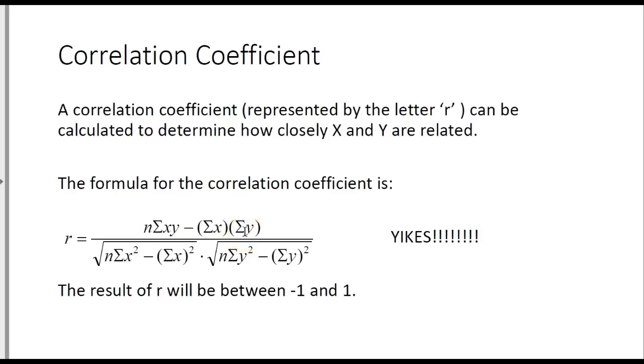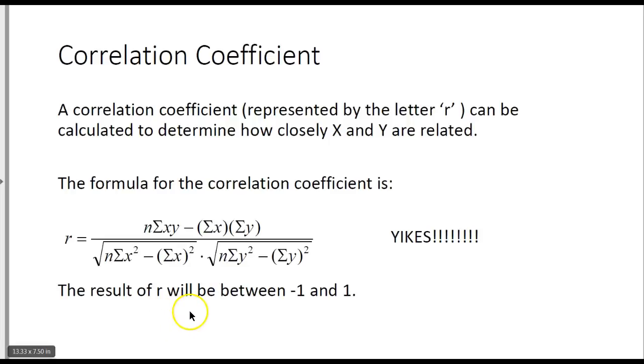That's on top. Then on the bottom we have the square root of the number of items times the sum of x squareds minus the sum of x, and then we square all those. Okay, so two very different calculations there. Then we multiply that by the same calculation of y's. So both x and y are included in this calculation because we're trying to see how well they relate to each other.